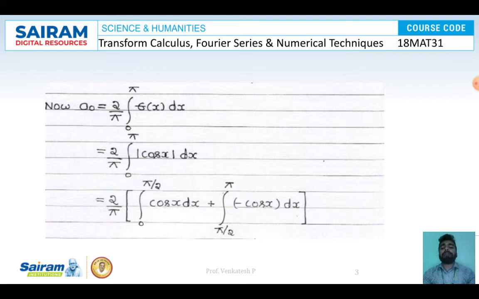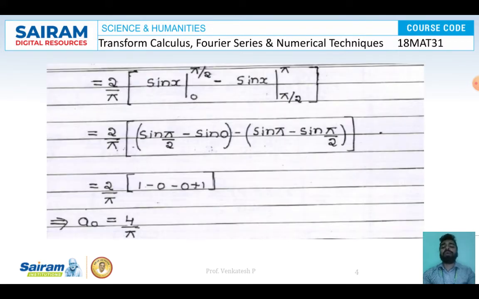The constant 2 by pi I will keep as it is, integral 0 to pi. In the place of f of x I am going to replace the function mod of cos x into dx. As we know, the mod function has both positive and negative parts, so I am going to expand mod cos x like this: one is cos x, one is minus cos x, with the following limits. So we get 2 by pi integral 0 to pi by 2 cos x dx plus integral pi by 2 to pi minus cos x dx.